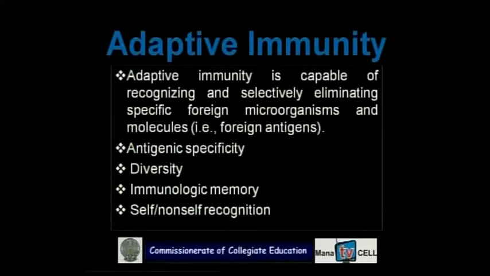So this resistance power or defense mechanism is mainly adapted or acquired from exposure to pathogenic microorganisms. Adaptive immunity has specific characteristics like antigenic specificity, diversity, and immunological memory, and it also has self and non-self recognition of particular pathogenic cells as well as non-pathogenic cells. So these are the 4 main characteristics of adaptive immunity.